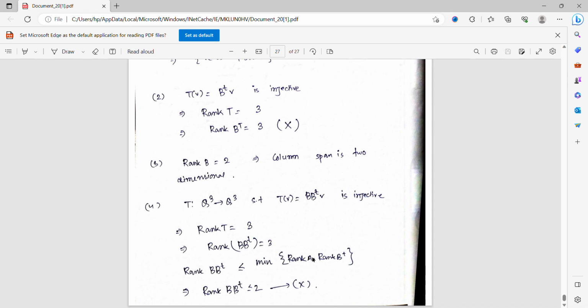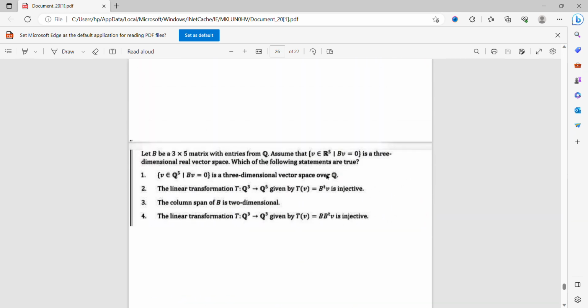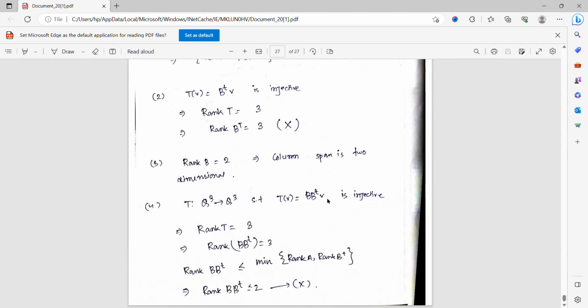Now we know that the rank of B transpose is less than or equal to the minimum of rank B and rank B transpose. Now rank B is 2, so rank B transpose is less than or equal to 2. That's a contradiction. So this is also a false statement. So the only correct statements here are 1 and 3.